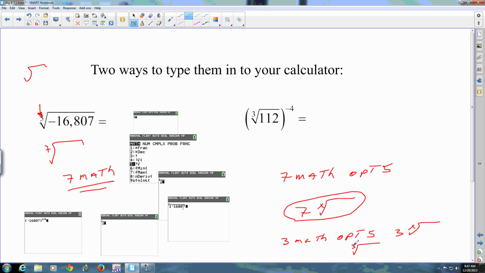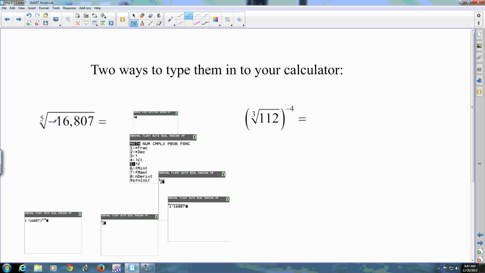Okay? Now, the other way that you can type it is this is exactly the same thing as negative 16,807 to the 1/3 power. And so you would type in parentheses negative 16,807. You have to put it in parentheses, then the caret symbol, and then a third. Depending on the version of your calculator, you may need to put parentheses around this. How will you know? It depends on what shows up on your calculator. If you get this fractional exponent showing up as a fraction, then you don't need parentheses. It will understand what it's doing.